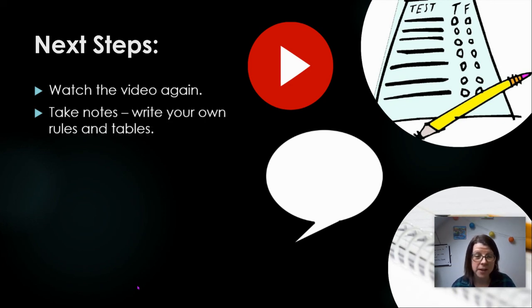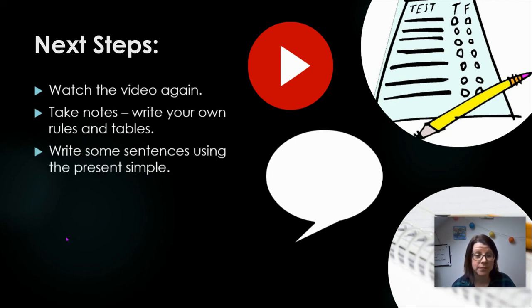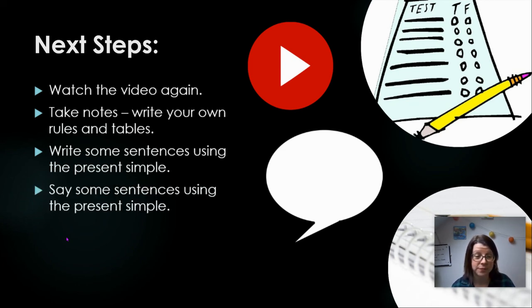Also take notes. So you could write your own rules down. You could write your own verb tables down. You could also write some sentences using the present simple. So just give yourself some examples next to your notes or whilst you're watching the video. You could say some sentences using the present simple. Find a friend, tell them what you've learned, and say some sentences using the present simple.